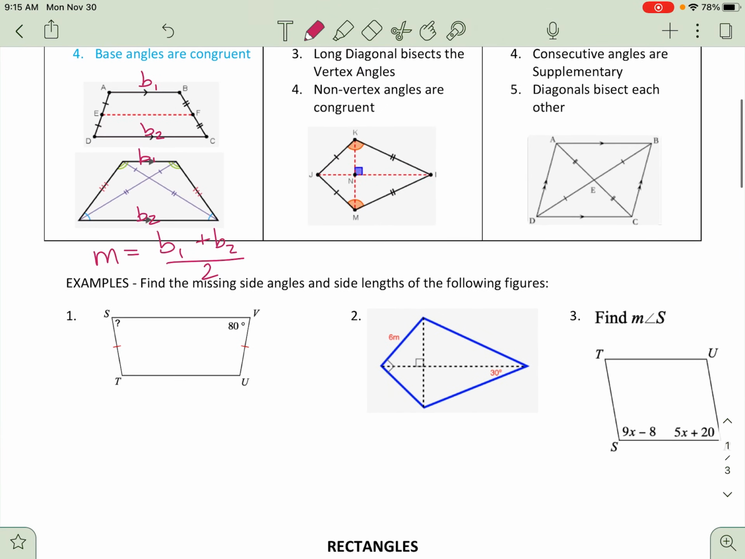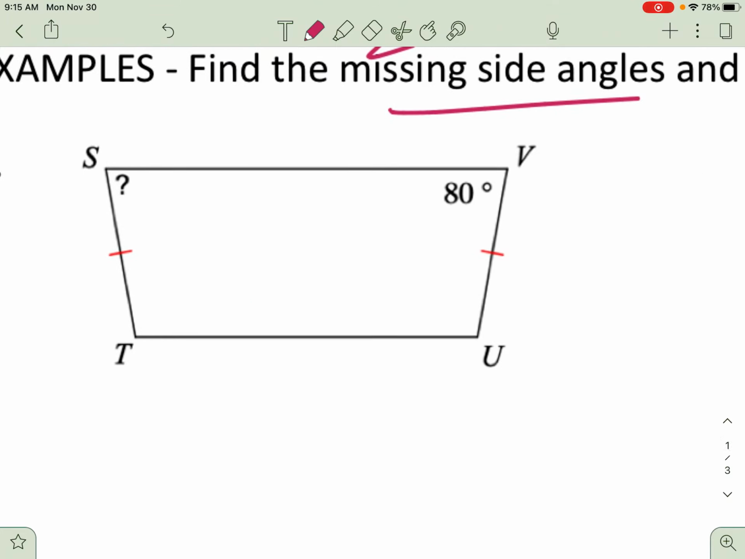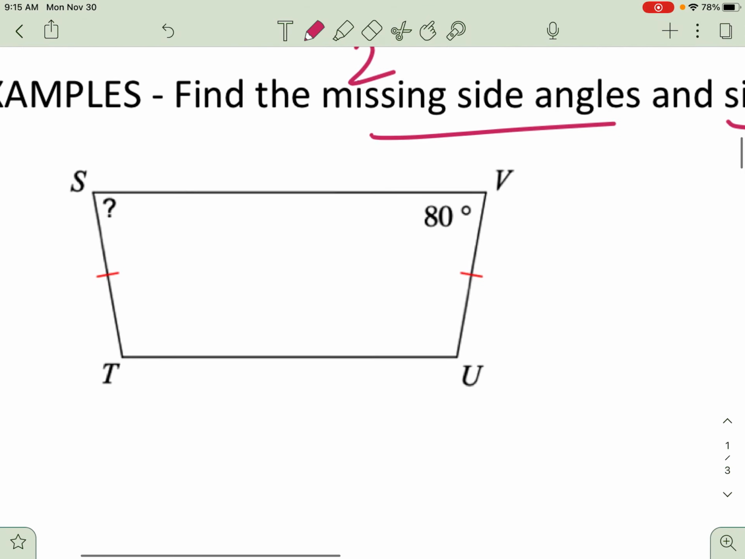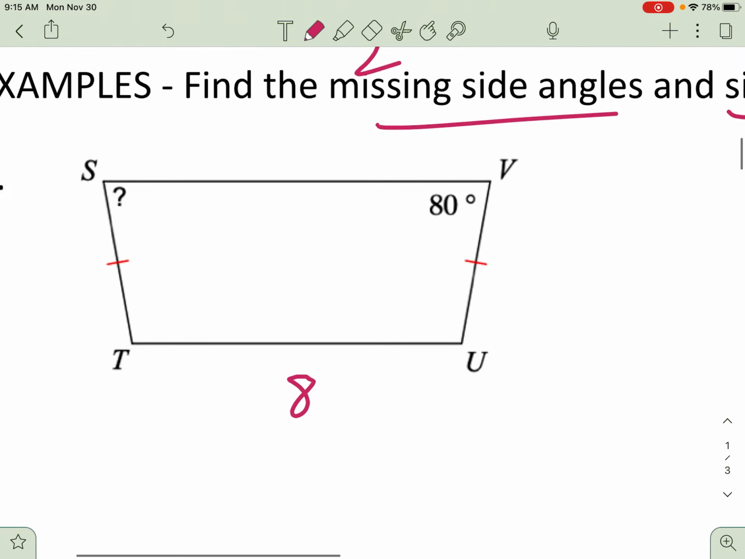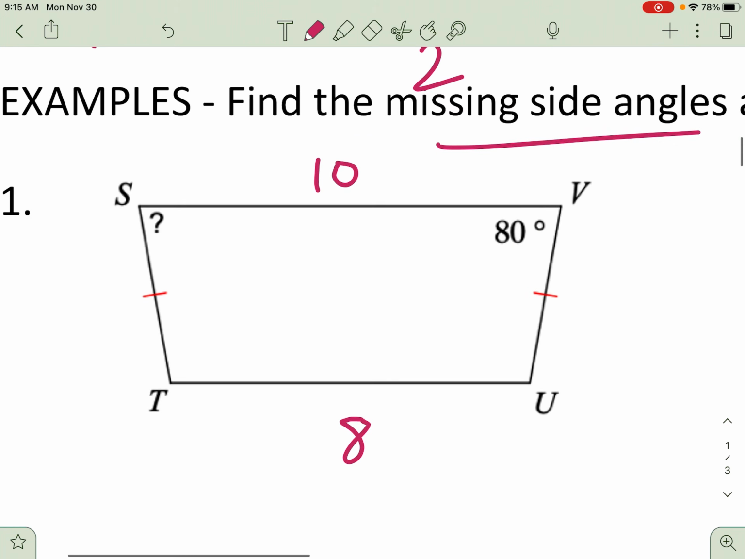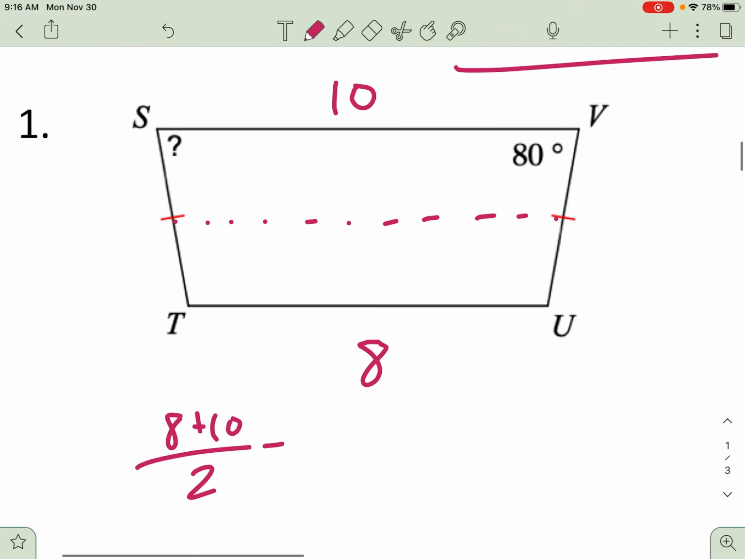All right, so let's look at some examples. Find the missing side angles and side lengths of the following figures. Let's assume, I'm just going to give you a number here, that TU is 8, and this one's 10. What would the mid-segment be if that's the case? Add them together. 8 plus 10 divided by 2 is 18 divided by 2, which is 9. So our mid-segment would be 9.